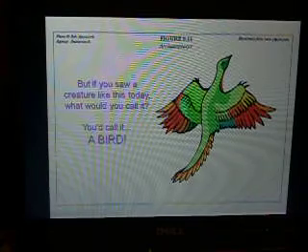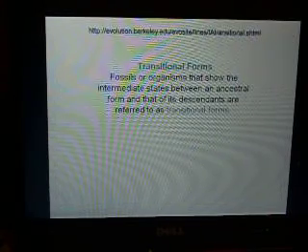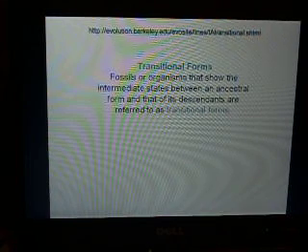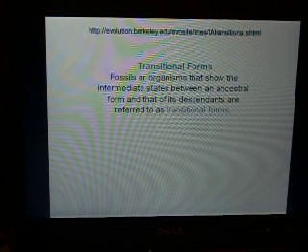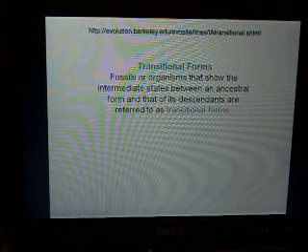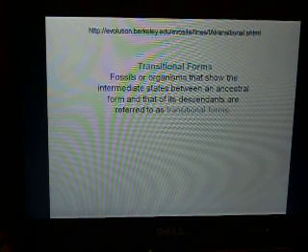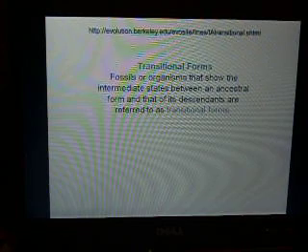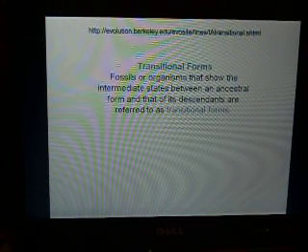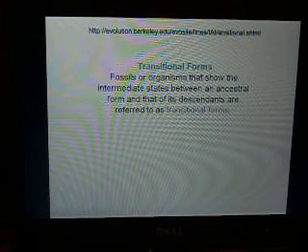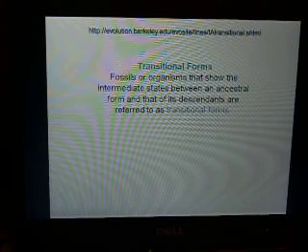So I went out looking, and I went to this particular website, evolution.berkeley.edu. So this is from the University of California at Berkeley, and obviously from an evolutionary viewpoint. Now, instead of calling them intermediate links, they call them transition forms, but that is the same thing. Here's their definition off of their website. It says, fossils are organisms that show the intermediate states between an ancestral form and that of its descendants. And those are referred to as transitional forms. So it's exactly the same thing that we've been calling intermediate links.